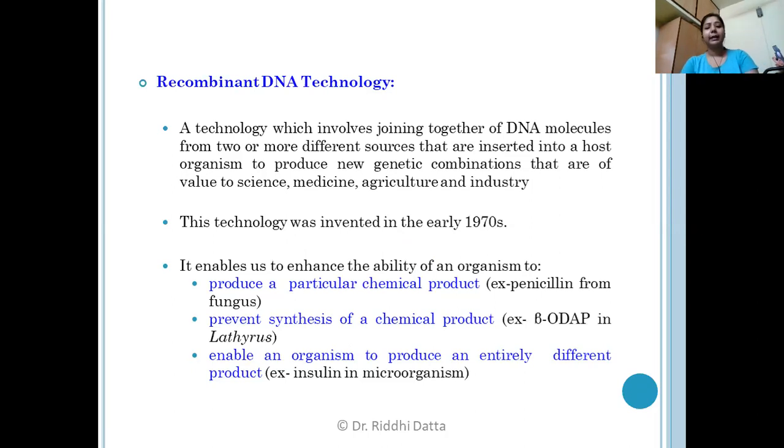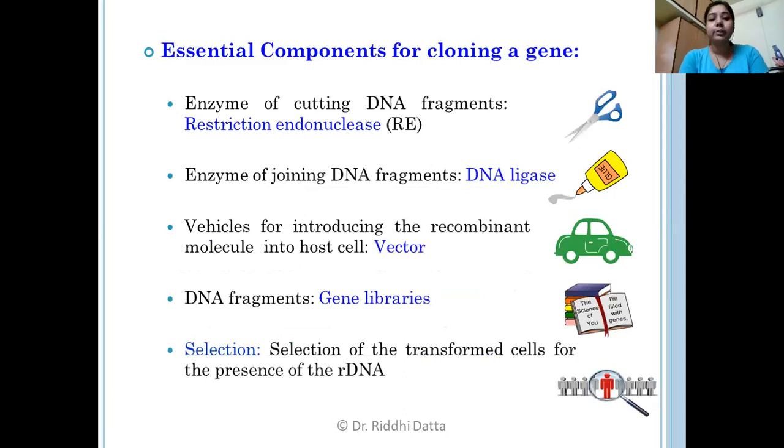So having said that, we need several tools to clone a gene and to synthesize a recombinant DNA molecule. So what are these tools? Now the first thing that we need is some molecular scissors, so that we can cut the DNA fragments. And we need to cut these DNA fragments at specific sites where we need to cut them. And these molecular scissors are the restriction endonucleases. These restriction endonucleases are the enzymes which serve as molecular scissors in gene cloning.